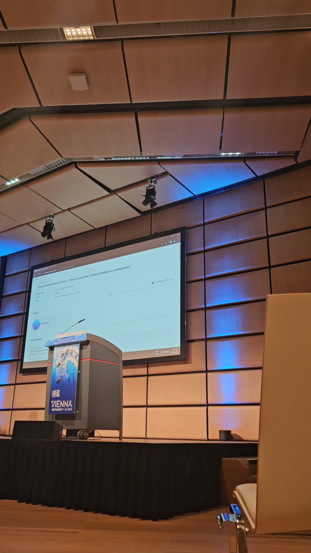So let me introduce the first presentation. It's entitled Deep Learning-Based Classification of Dual Phase F18-FP-CIT PET Images for the Diagnosis of Parkinsonism.